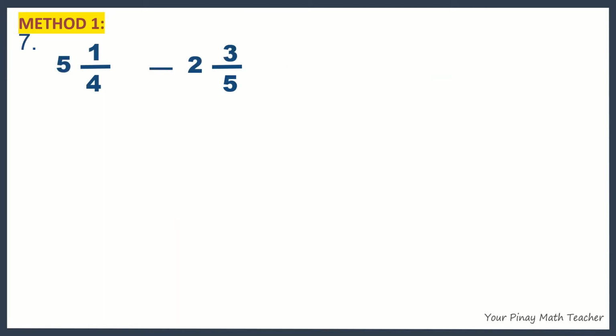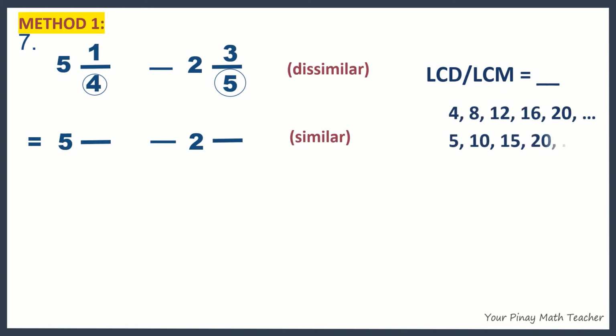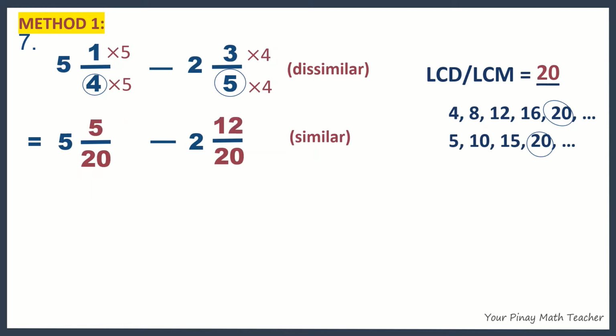Number 7, 5 and 1/4 minus 2 and 3/5. The fractions are dissimilar, so we have to make them similar. Don't forget to bring down their whole numbers. Find the LCD of 4 and 5 by listing its first few multiples. And we see that 20 is the LCD. So in 1/4, we have to multiply both by 5. And in 3/5, we have to multiply both by 4 to get 20. So we have 5 and then 12.